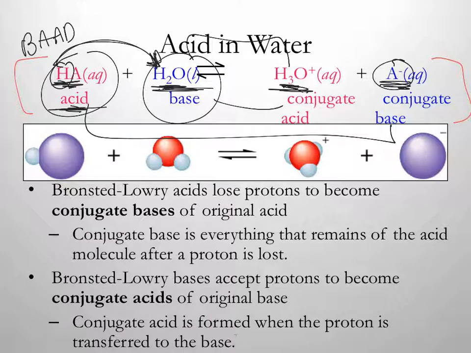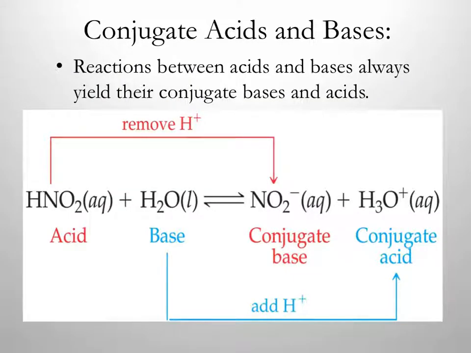So a Bronsted-Lowry acid can lose protons to become a conjugate base, which is everything that remains of the acid after it lost its proton. And a base can accept protons to become the conjugate acid of the original compound. And again, it's formed when the proton is donated. So reactions between acids and bases will always yield the conjugate pair. So really what you need to be able to do in the context of a chemical reaction is to identify substances being an acid or a base, and then what the conjugate acid or base is. And we're going to look at examples of that.